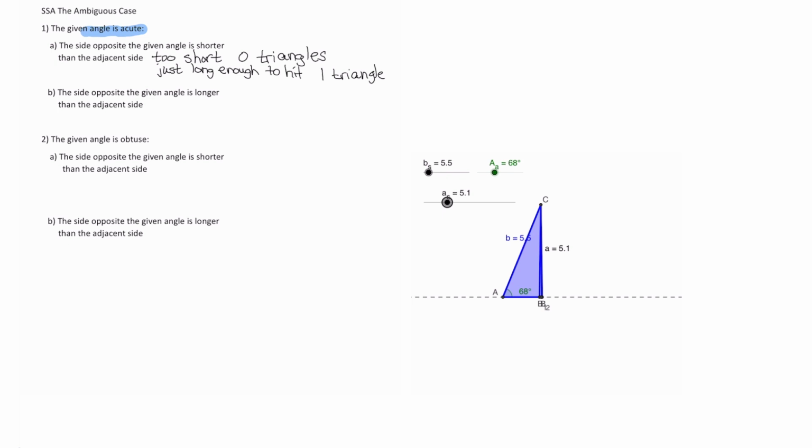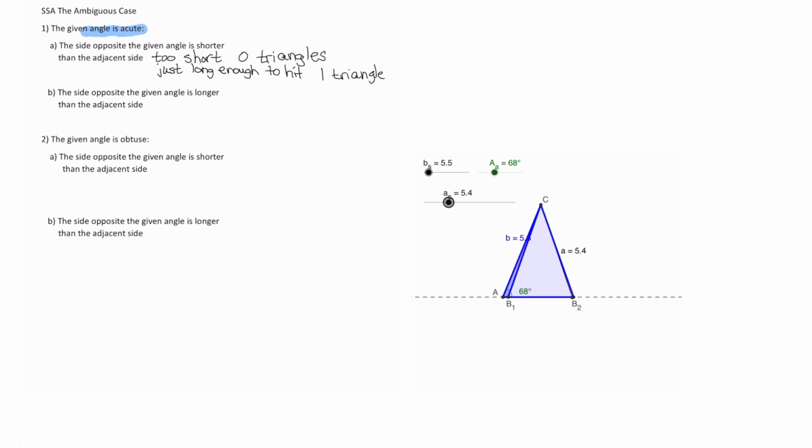And then if it's shorter than the adjacent side, but still longer than just touching, so if I make this maybe 5.4, notice that I get two triangles. So let me swing this. The first one you would get would be that one, the outside edge of it.